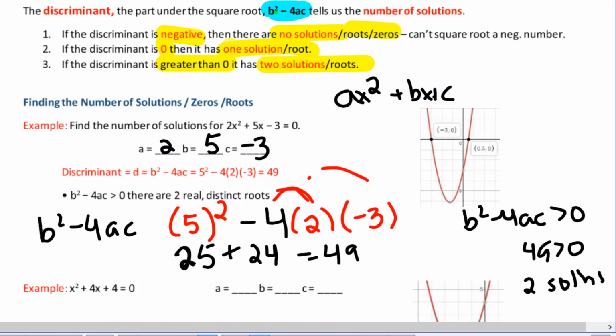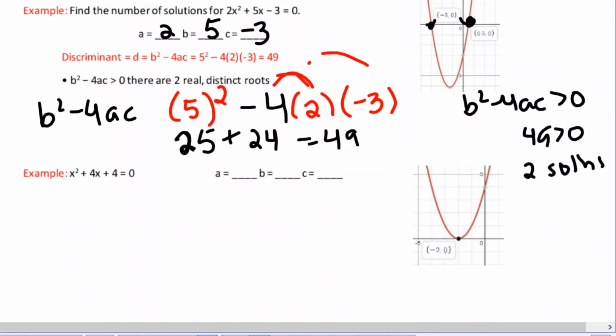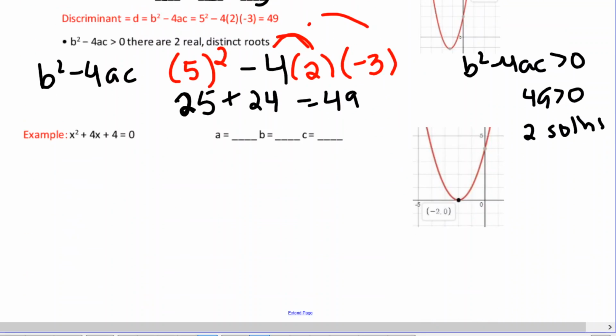And we can see that on the sketch of the graph. I have one solution here on the left side, and I have one solution here on the right side. If I wanted to know what those solutions are, we'd do the whole quadratic formula, and we'll get there. Let's do one more of just determining solutions. So pull out our a value of 1, b is 4, and c is 4.